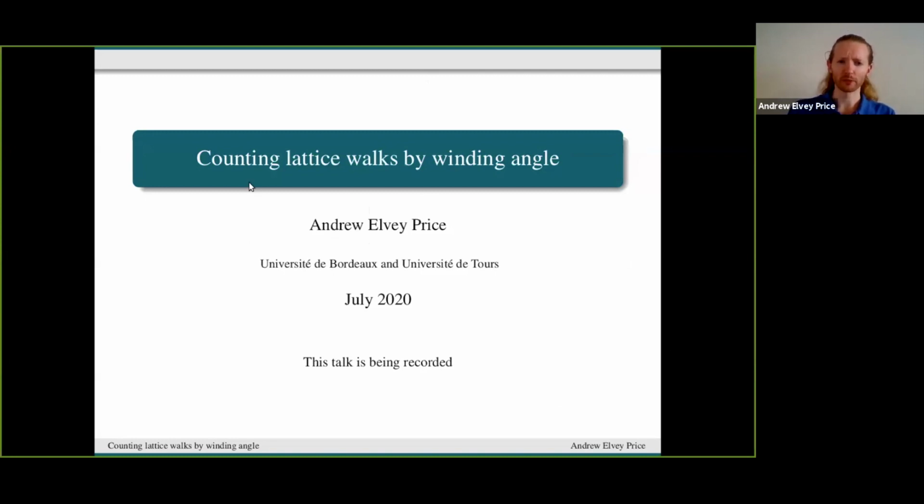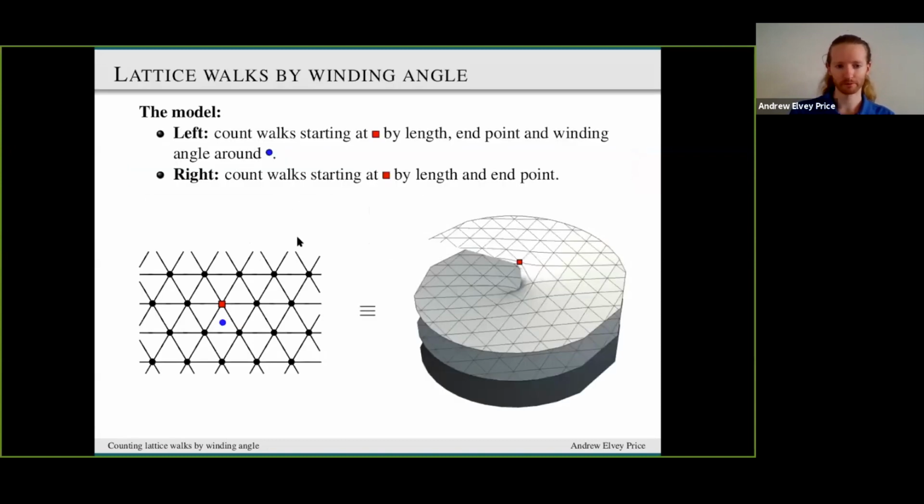Okay, so I'm going to talk about counting lattice walks by winding angle. What that means is, as usual with counting walks, we want to count walks from some starting point, so we want to determine the number of walks ending at each point according to their length. But since we're counting by winding angle, we also care how much they wind around some point, in this case the blue point. This is equivalent to counting walks on this spiral lattice, since the spiral perfectly takes into account the fact that we care about winding around a point.